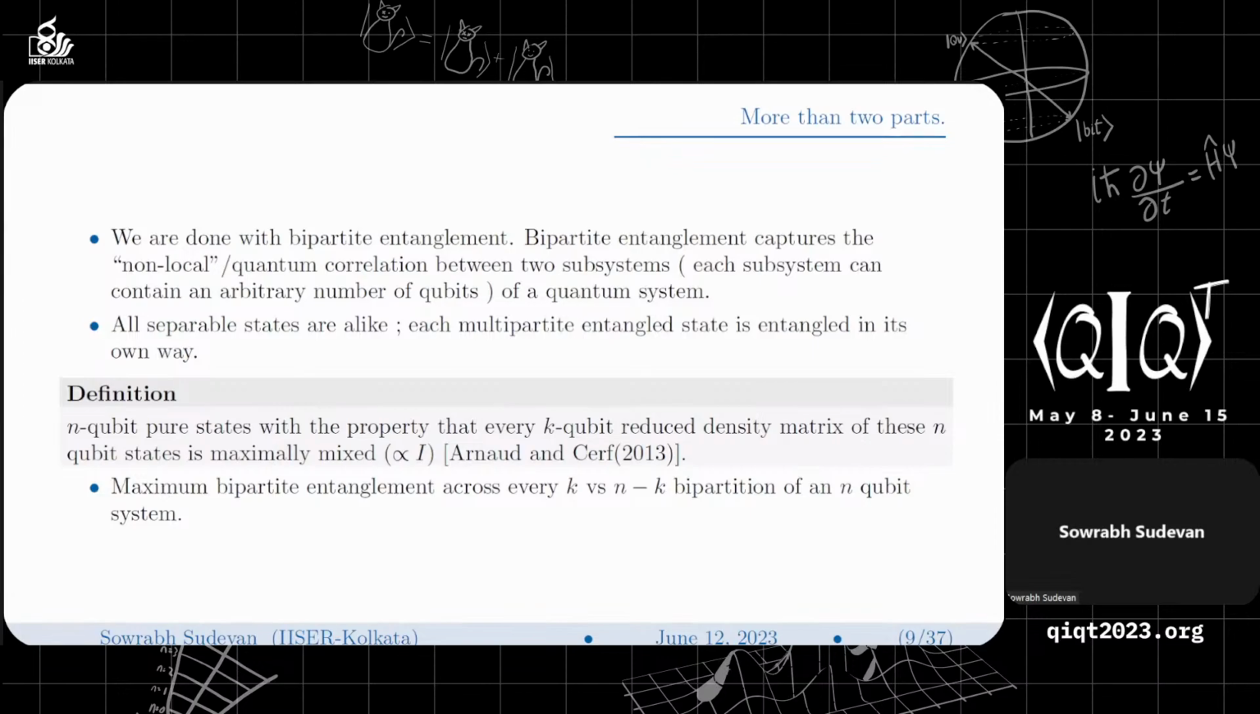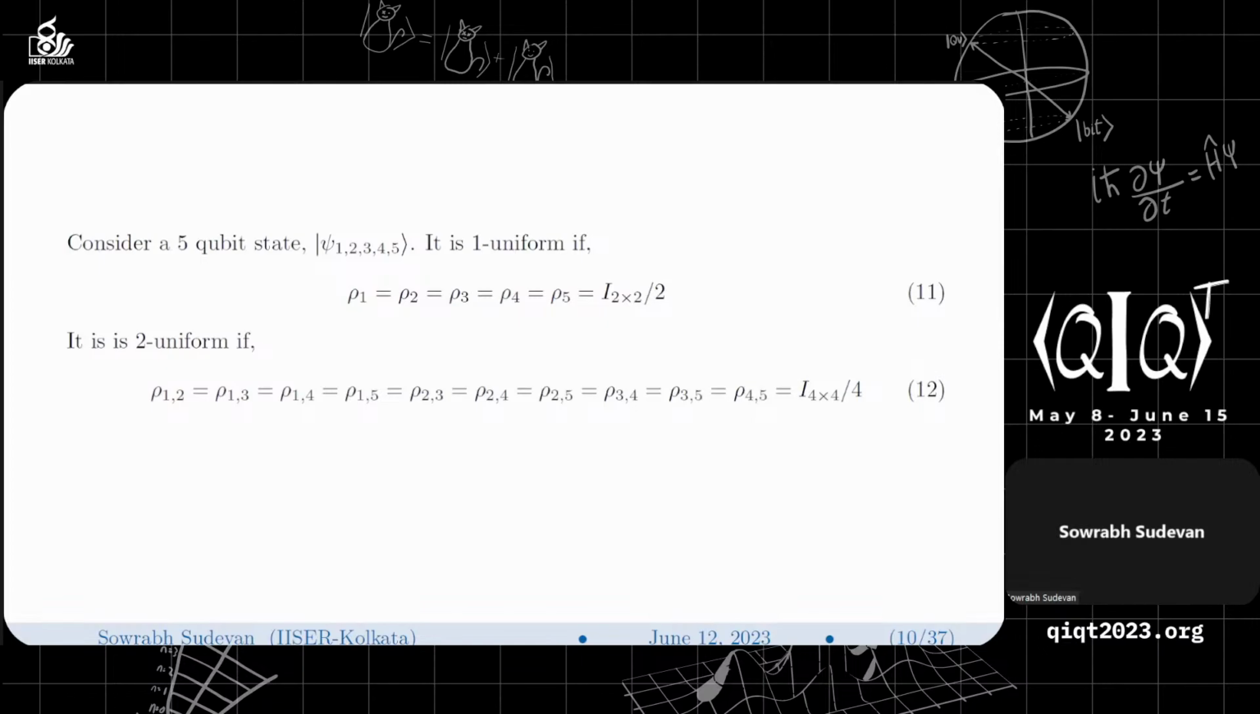It's like the state has maximum bipartite entanglement across every k versus n minus k bipartition of an n qubit system. So this is one possible measure of multipartite entanglement, that you could look at maximizing: the bipartite entanglement across all bipartitions or many bipartitions of a multi-qubit system. For example, if you have a 5-qubit state, we can call this one-uniform if all reduced density matrices of 1 qubit are exactly equal to identity. That's when you have maximum entropy. Or all reduced density matrices of 2 qubits are proportional to identity.